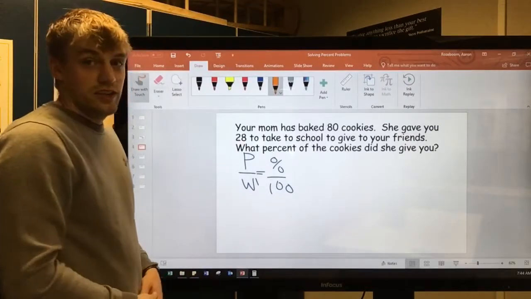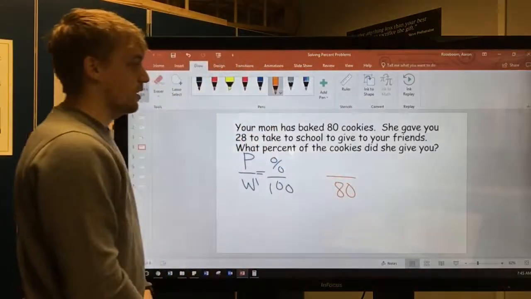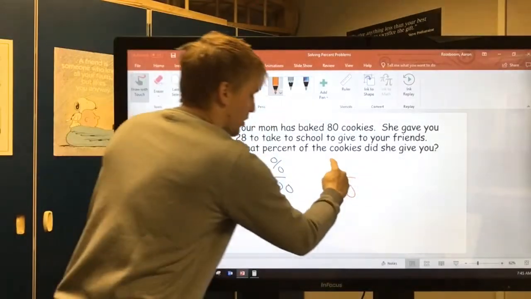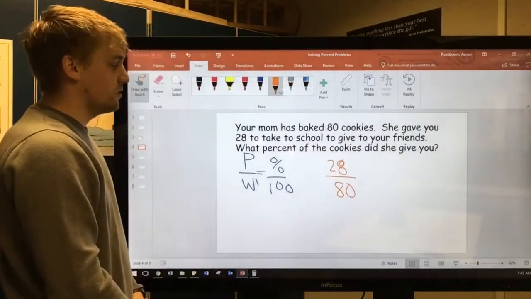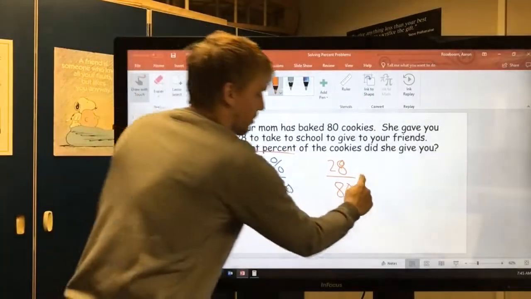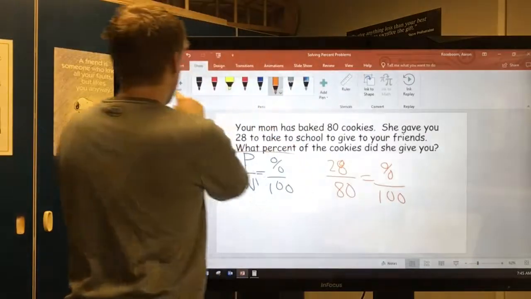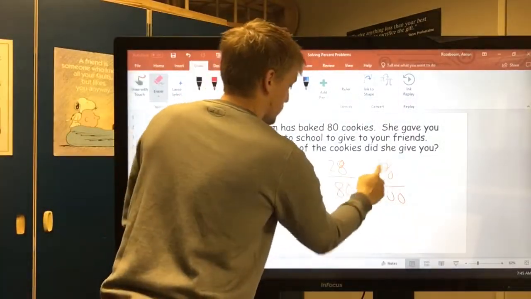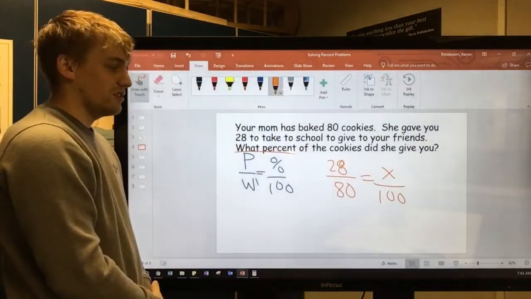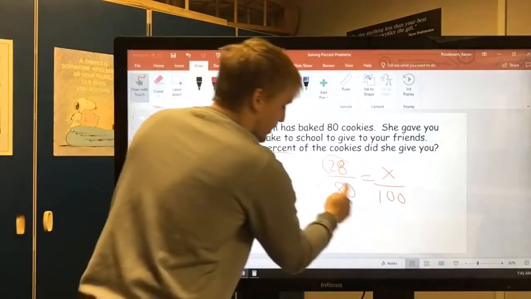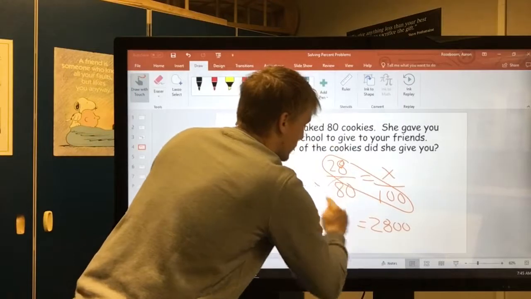Your mom has baked 80 cookies. That's all of the cookies, so we know that that's the whole number. She gave you 28 of them, so that would be part of them to take to school. What percent of them? So what percent? That means we're solving for the percent. Over 100. So I'm going to put an X there instead. Okay, so then we take 28 times 100, which is 2800. That equals 80x.